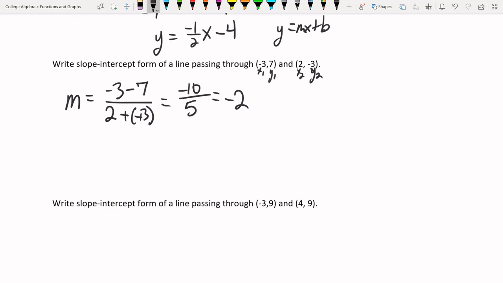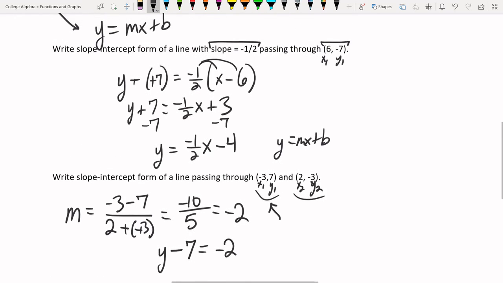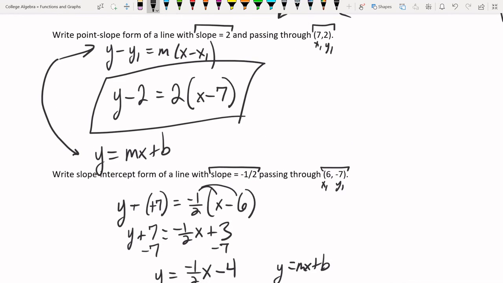Okay, now that we know the slope, we can use either one of these points in the point-slope formula. It doesn't matter. I'm just going to use x1, y1 because x1 and y1 is used in the point-slope formula. It just makes my life a little bit easier. So y minus y1 equals m. Let me just show you the formula again right here. m times x minus x1.